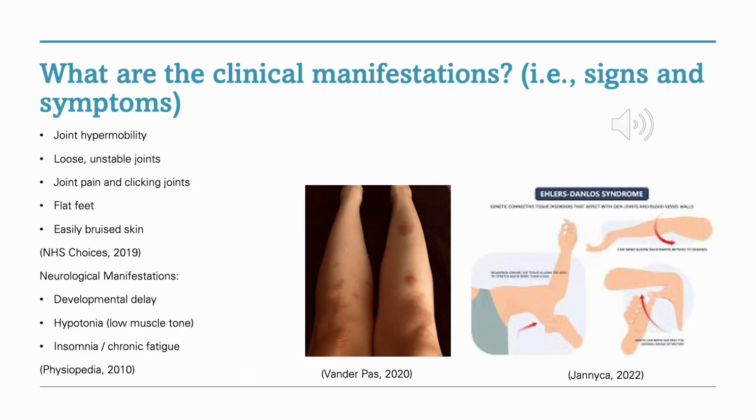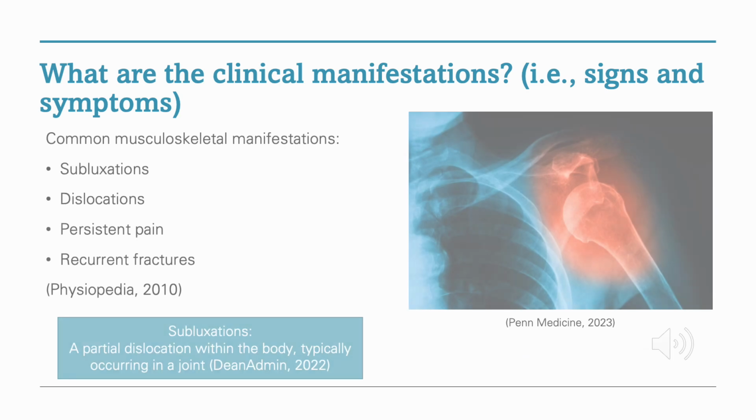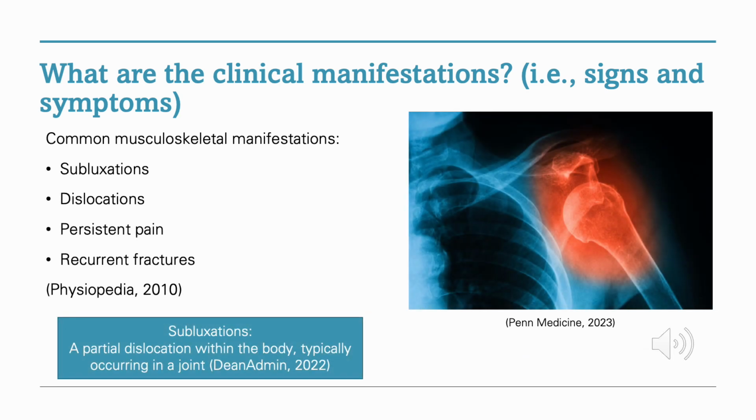Each type of EDS and each individual have different symptoms and characteristics. Some of the most common symptoms include joint hypermobility, loose and unstable joints, joint pain and clicking joints, and easily bruised skin. Some neurological manifestations include, but are not limited to, developmental delay, hypotonia meaning low muscle tone, insomnia, and chronic fatigue. Continuing discussing clinical manifestations, some common musculoskeletal manifestations include subluxations, meaning a partial dislocation within the body typically occurring in a joint, dislocations, persistent pain, and recurrent fractures.